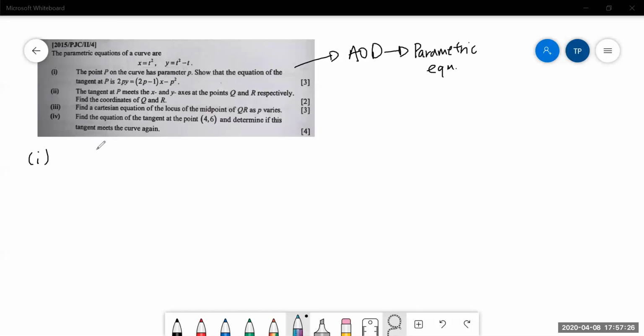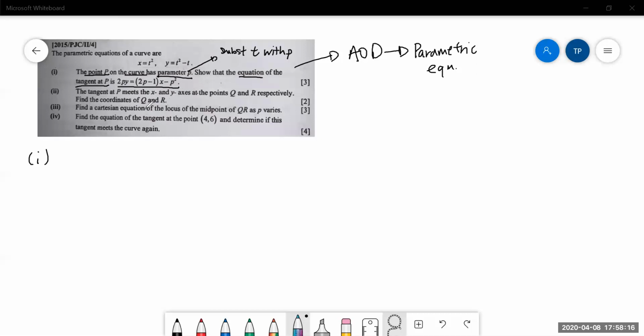Okay. So part 1, the point P on the curve has parameter P. When they say this, what does it mean? It means that we have to substitute the T with P. Show that the equation of the tangent at P is equal to this. Since you already did this question, we will not go through that. So now we know that the equation of the tangent at P is equal to this, at point P.